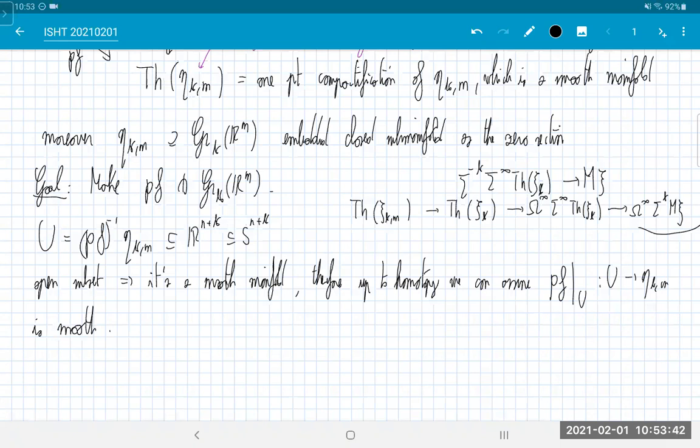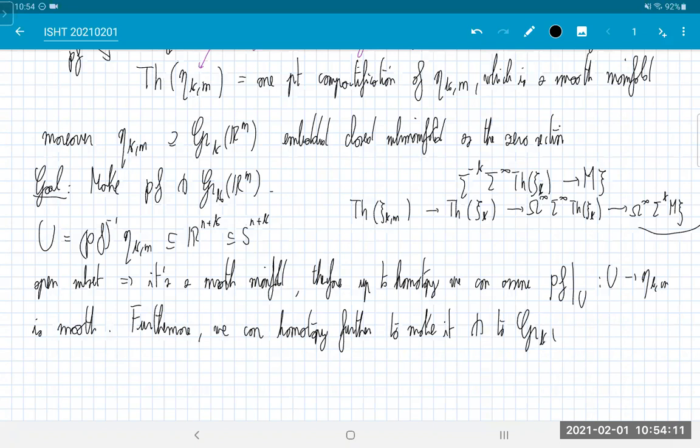Okay. Good. And now we have this. And so furthermore, we can homotope further to make it transverse to Gr_k(R^m). And again, since we can just do the homotopy in a neighborhood of the Grassmannian, this is going to extend to a map from the full S^(m+k).